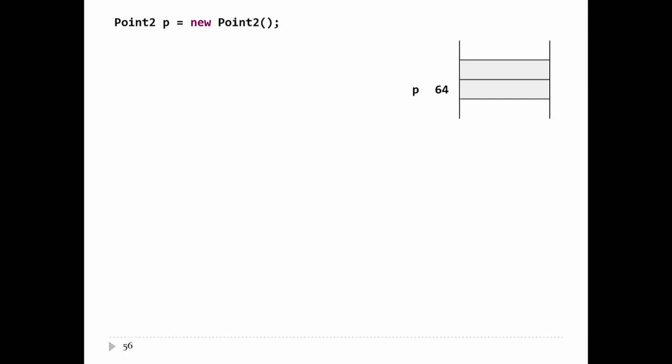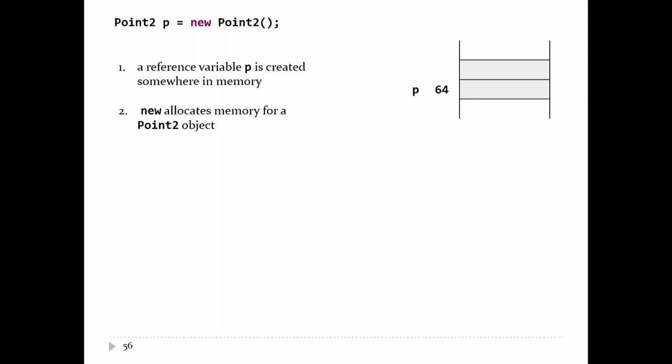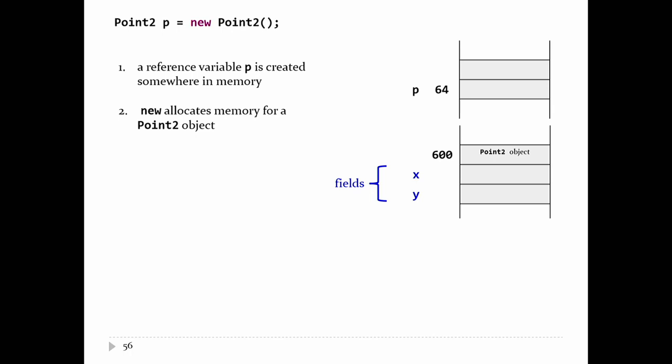When you make a new Point2 object by using new and calling a constructor, what happens is a reference variable called p gets created somewhere in memory. So we have Point2 p equals new Point2, and p pops up somewhere in memory. New allocates memory for a Point2 object. The way it does this is it copies the Point2 class and plunks it down somewhere in memory. So we've got a copy of the Point2 class, and it gets dropped somewhere into memory.